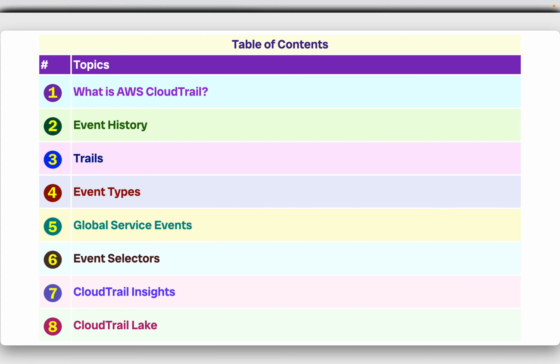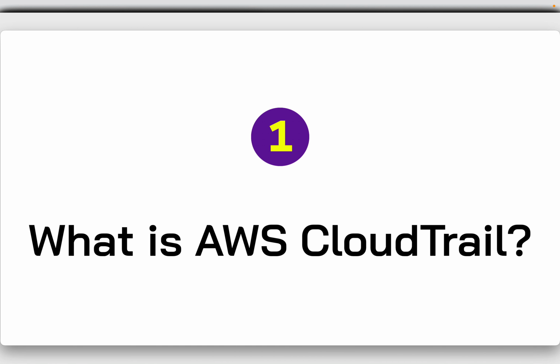So this lecture will contain all these topics. What is AWS CloudTrail? Event history, trails, event types, global service events, event selectors, CloudTrail Insights and CloudTrail Lake. So first topic is what is AWS CloudTrail?